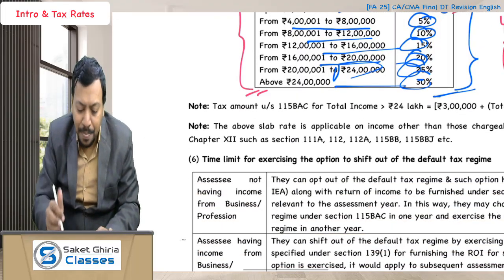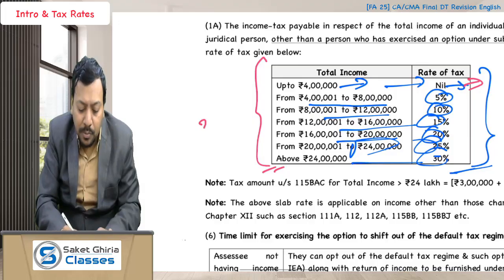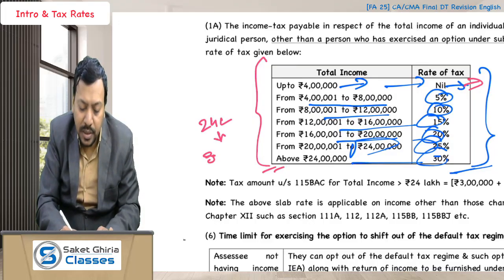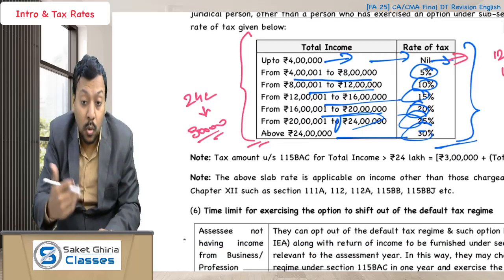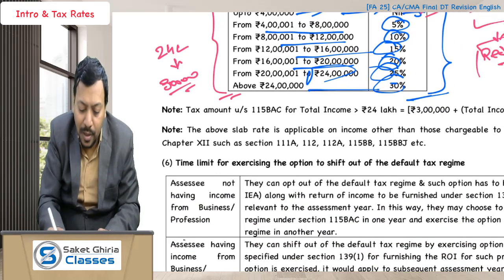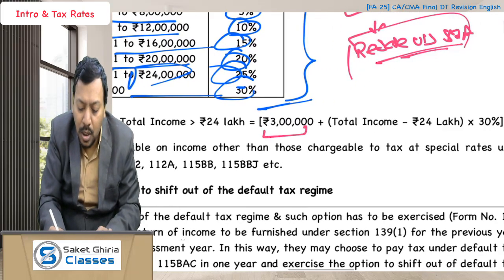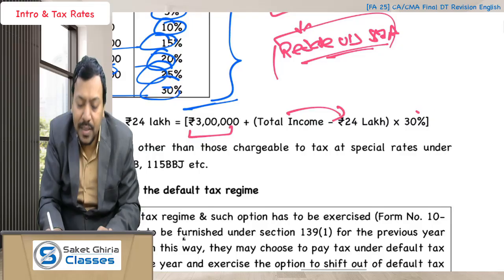So here's a shortcut. If your total income is up to rupees 24 lakh, all these tax slabs will give you a tax of 3 lakh rupees. Okay. And if your total income is above rupees 24 lakh, then how are you going to calculate the tax? 3 lakh rupees plus total income minus 24 lakh into 30%.